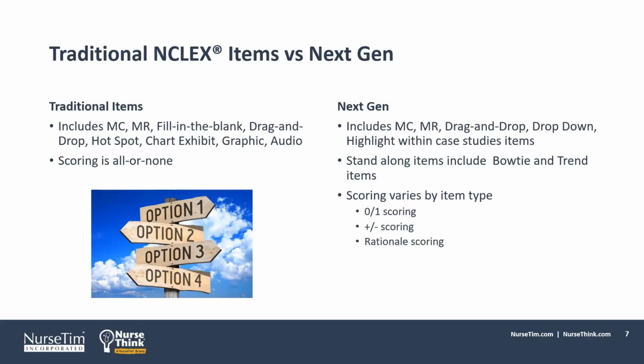There is also scoring based upon rationale, which means there's 2 portions of a sentence that the student needs to complete correctly in order to get the point. So if they get 1 word correct and the second word incorrect, they will not get a point. They have to get both of them correct in order to get that point.